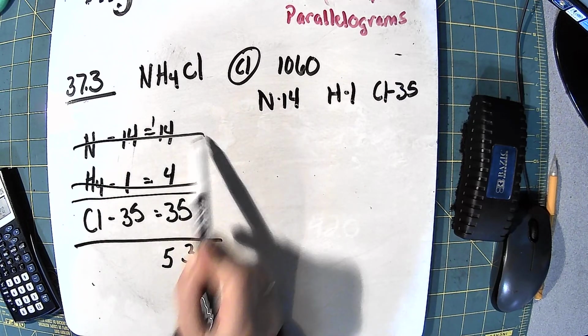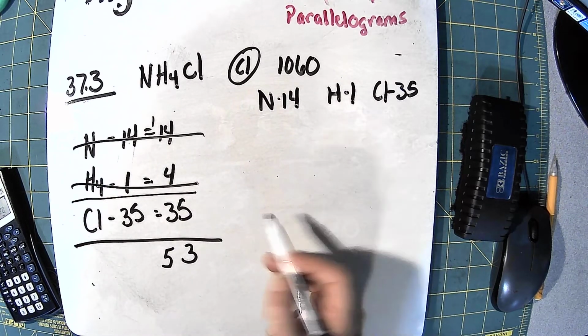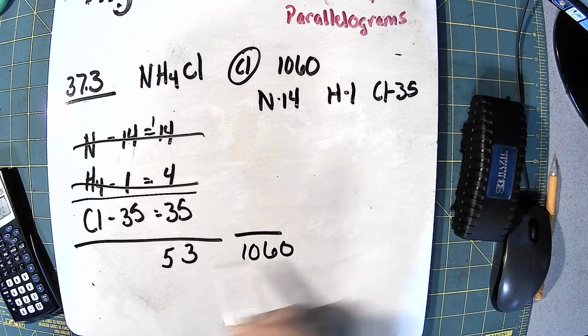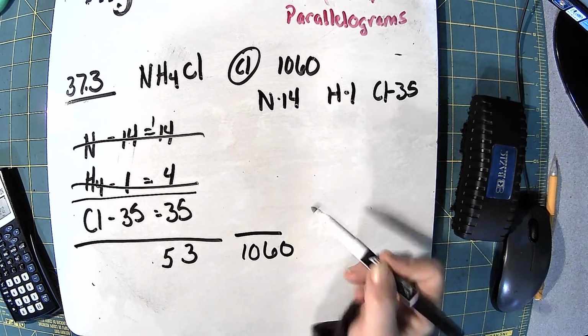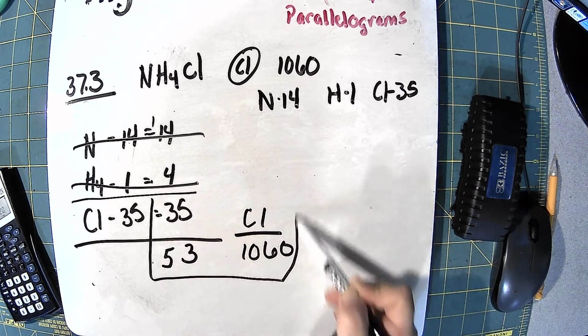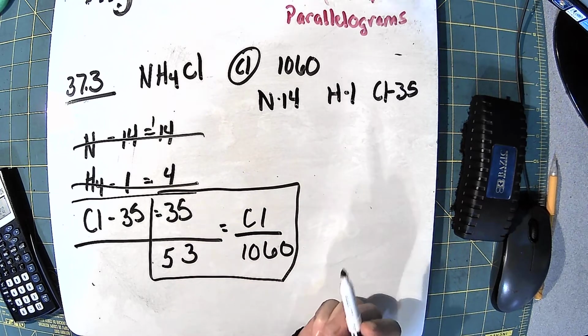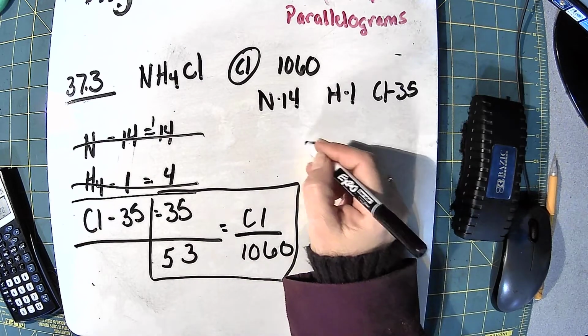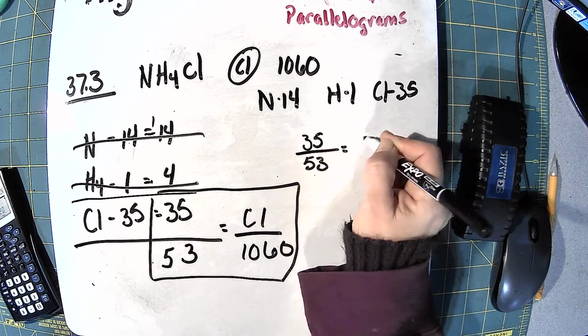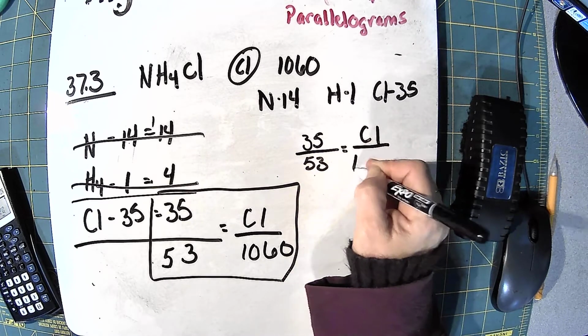Okay, and I'm looking for my Cl, so that's going to be this one. So I can cross those out. My Cl's right there. And my total weight is 1060. And remember, this is your total down here at the bottom. And I'm looking for Cl. So here is my ratio right there. So I've got 35 over 53 equals Cl over 1060.